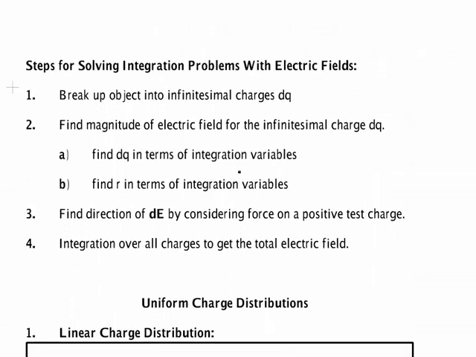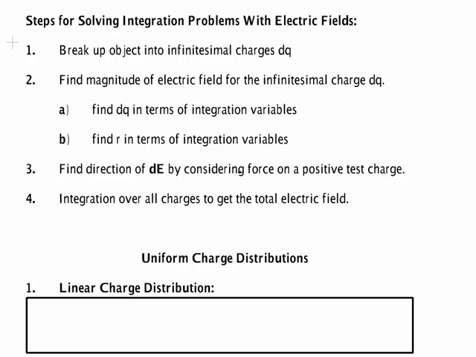Now the basic steps to apply and solve this integral are as follows. First you've got to set the integral up. So what we're going to do is break the object into a bunch of infinitesimal point charges dq. We're going to find the magnitude of the electric field for each infinitesimal point charge. That means we're going to find dq in terms of the integration variables. We're going to find r in terms of the integration variables. Now you don't have to find the magnitude. It's possible to just find dq and use r hat. That's a good way, especially in upper level classes. It's usually the best way.